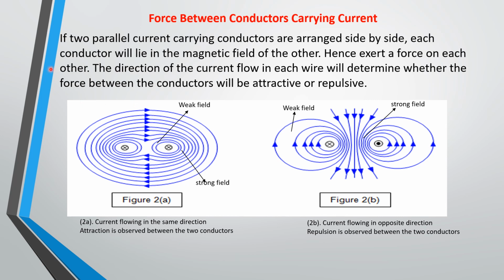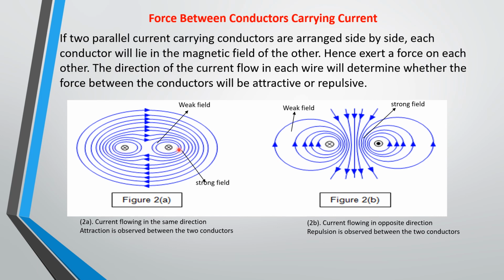All right, so when two parallel current carrying conductors are arranged side by side, each conductor will lie in the magnetic field of the other, because each of them has their own magnetic field. So this conductor will be in the magnetic field of this, and this will be in the magnetic field of this. Which means that the two of them will exert a force on each other.